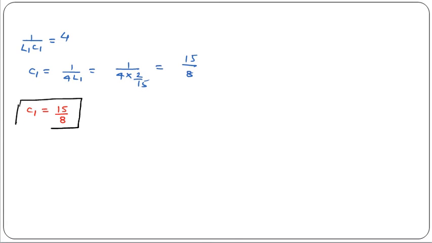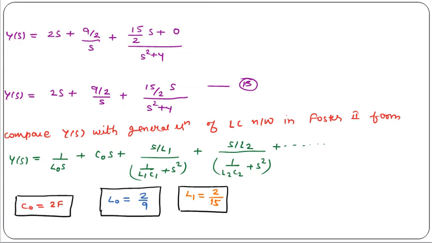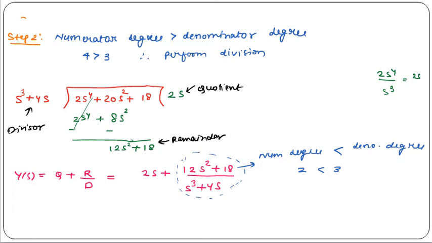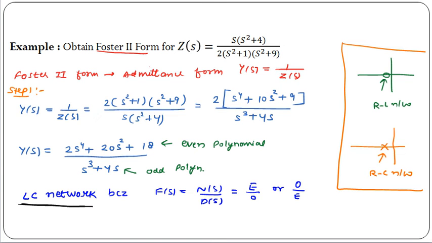Okay, so we have obtained the values of all the elements. So C1 is 15 by 8. Let me write here only. So C1 we are getting as 15 by 8 farad. Okay, so now we have obtained all the four elements. So here we are getting four elements because the highest degree given in the question of the function is 4.